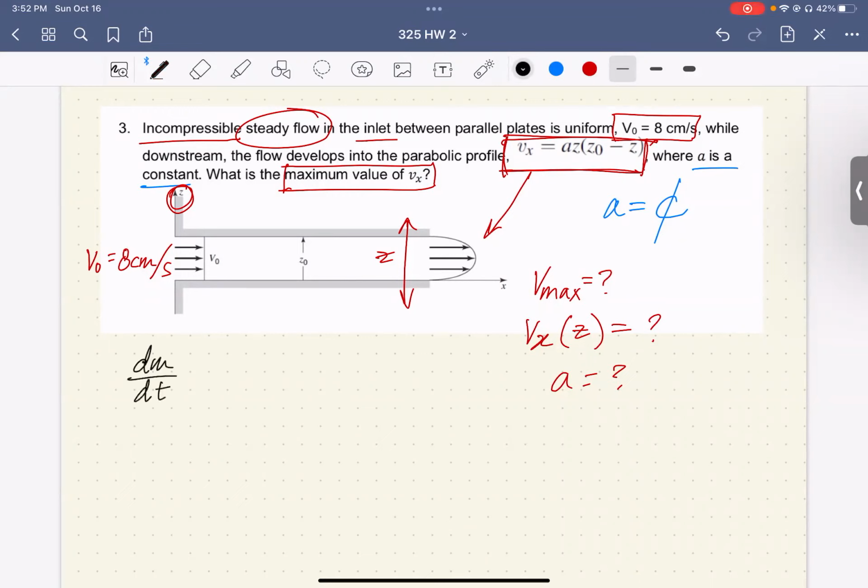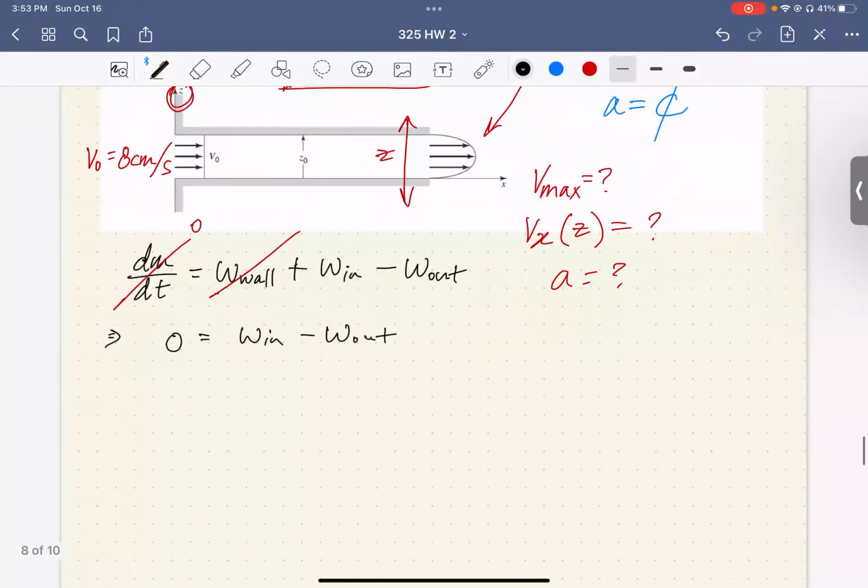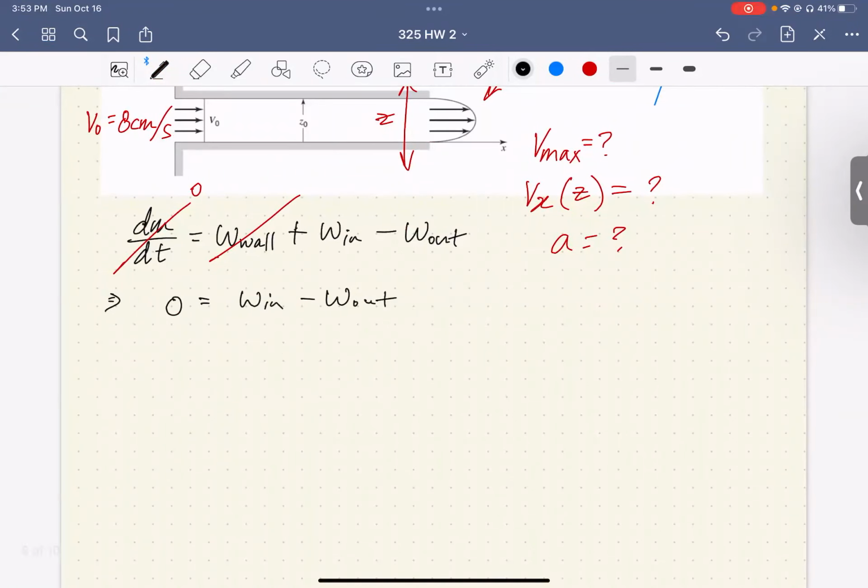dm/dt equals the mass change from the wall, plus the inlet, plus the outlet. As you can see, we don't have anything going in and out from the walls, so we can cross that term out. We also know it is steady state flow, so that is 0. That means we have 0 equals the mass flow from the inlet minus the outlet. Now you'll plug both of these values in. We need to solve for what we do know. So let's just recall.